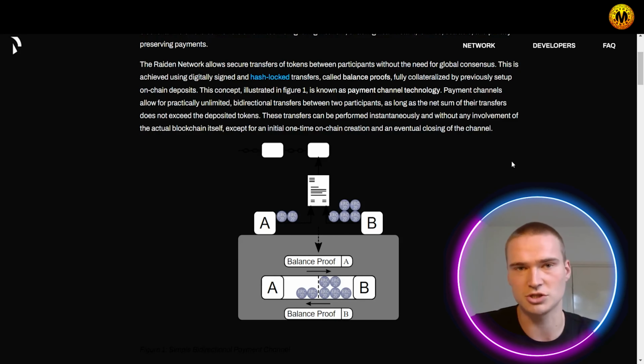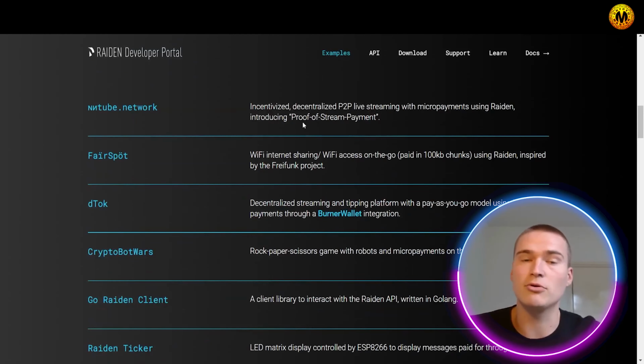On the top menu right here you can also find some examples of Raiden Network already. For example, an incentivized decentralized P2P paired live streaming with micropayments using Raiden, introducing proof of stream payment. Very interesting. Wi-Fi sharing, Wi-Fi access on the go using Raiden, again inspired by the Thriving project, but also some more fun projects like a rock, paper, scissors game with robots and micropayments, again on the Raiden network.